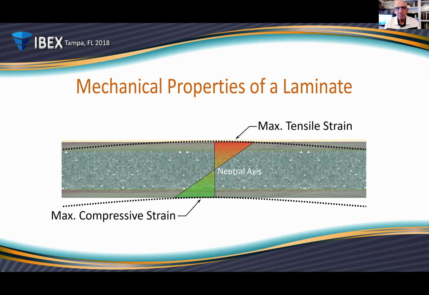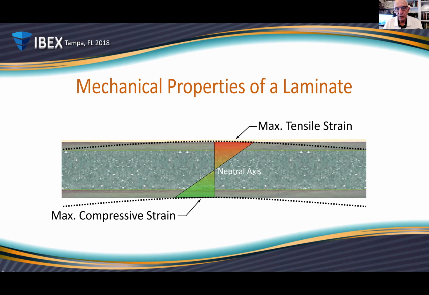If you could actually measure the strain directly in the middle of this sandwich structure, it would be 0. That's termed the neutral axis. And the further away you move from the neutral axis toward the tensile side, the higher the strain becomes.